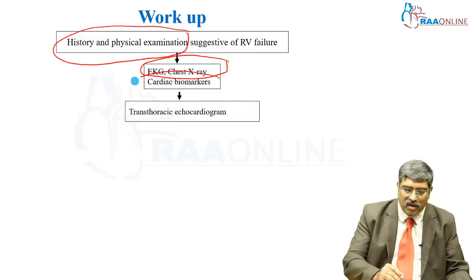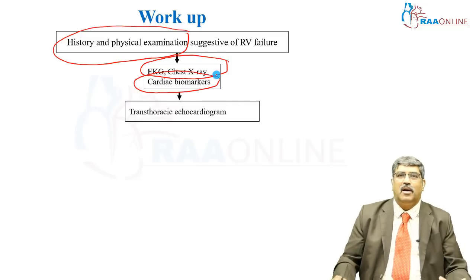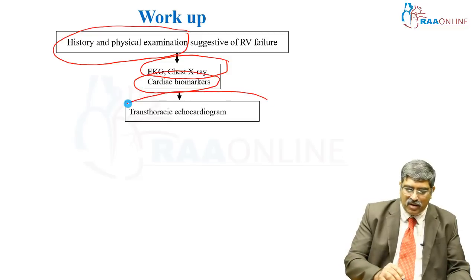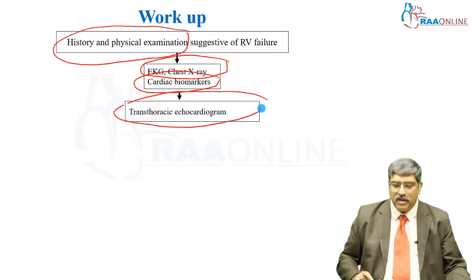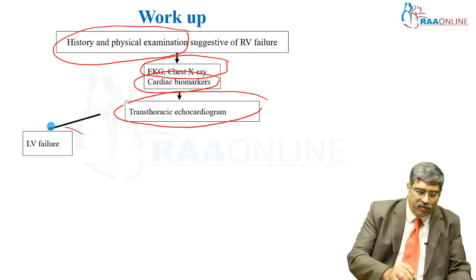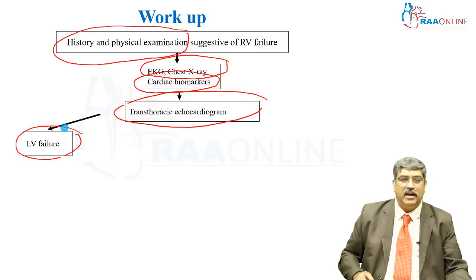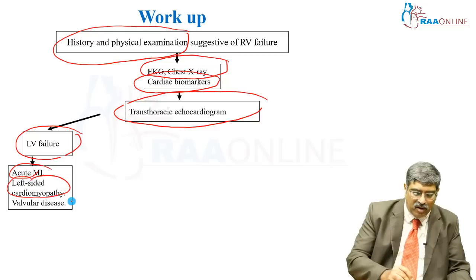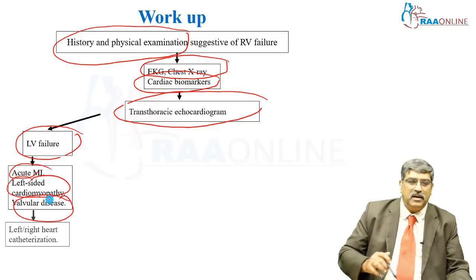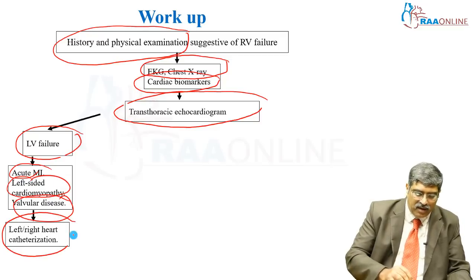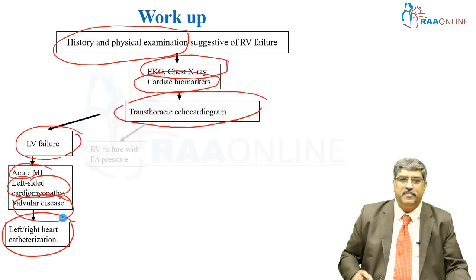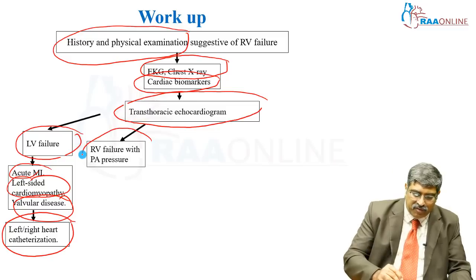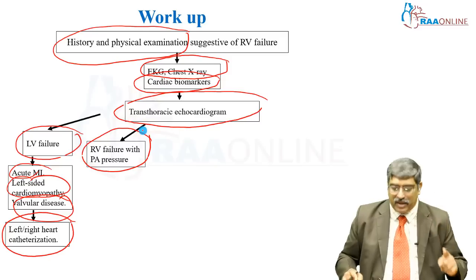You have to look for cardiac biomarkers, but the gold standard is going to be your transthoracic echocardiogram. In the echocardiogram, you look for LV failure, and it can be due to acute MI, left-sided cardiomyopathy or valvular heart disease. Here, you have to do both left and right heart catheterization. It can be a right ventricular failure with an increased PA pressure.